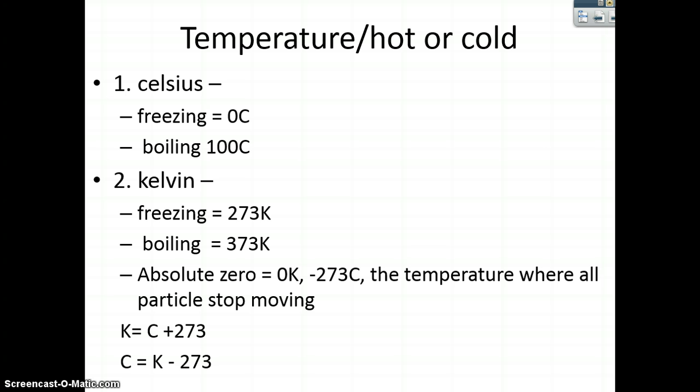Now, there are two formulas on the screen that you can use for converting between Kelvin and Celsius. Kelvin is equal to C plus 273. C is equal to Kelvin minus 273. You are going to have to remember those. You have to put those into your memory. Kelvin is equal to C plus 273. C is equal to K minus 273.